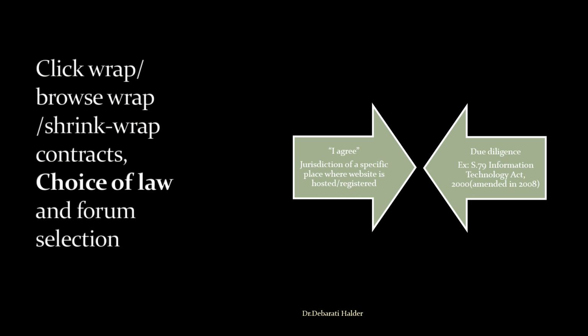Further, questions of conflict of jurisdiction may also arise in cases of click wrap, browse wrap, or shrink wrap contracts. Here comes the question of choice of law and forum selection. Mostly in click wrap, browse wrap, or shrink wrap contracts, the parties may enter into an agreement or contract through an I agree button. In this case, the jurisdiction of a specific place where the website is hosted or registered may play a dominant role. In such cases, due diligence also plays a significant role.